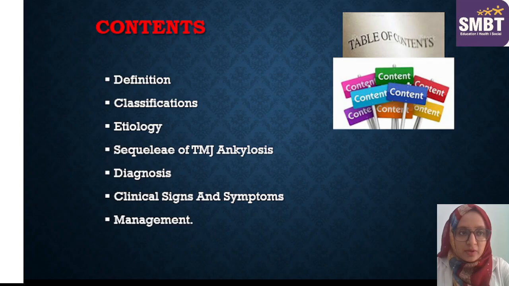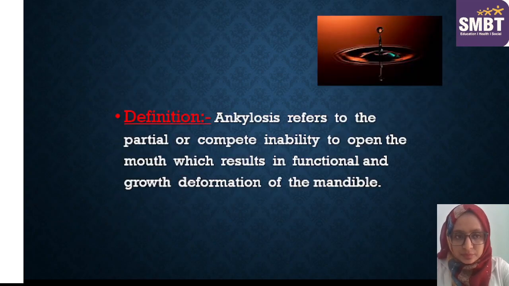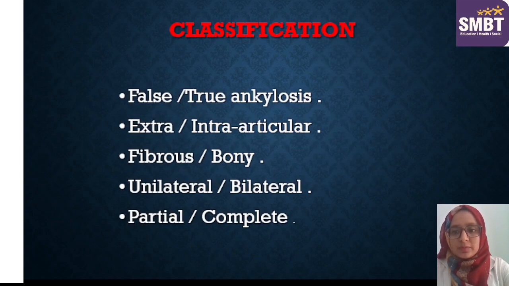So today's topic of content is we will first have an in-depth knowledge about the definition of ankylosis, its classification, etiological factors, sequelae of TMJ ankylosis, diagnosis, clinical signs, symptoms, and management. By definition, ankylosis refers to the partial or complete inability to open the mouth, which results in functional growth and growth deformation of the mandible.